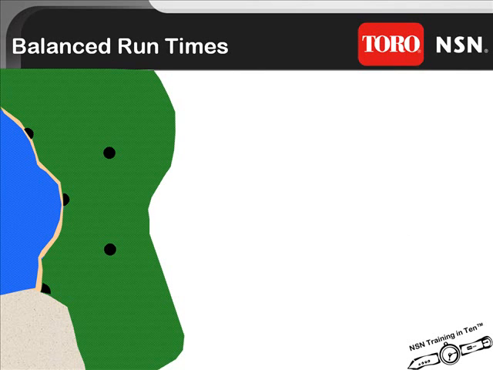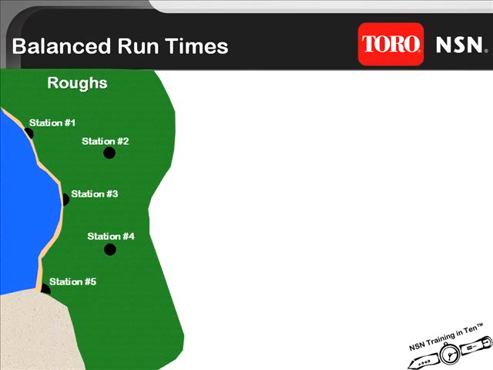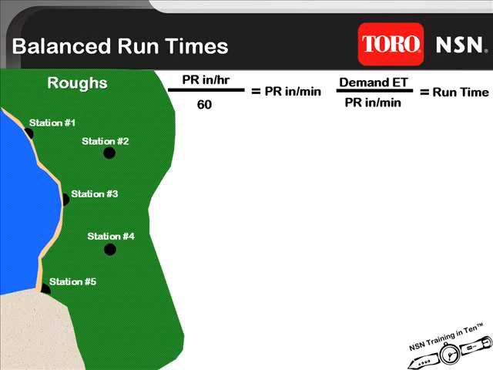In this example here, we have 5 different heads, all on the same rough program, with some of these heads having different application rates due to their differing arc settings. If we were to use a default runtime on this program, we would then have to go back and manually adjust the runtimes on different stations so that the different arcs were addressed and water could be applied evenly. However, if we use evapotranspiration to create a runtime for this program, the application or precipitation rate for each station is used to calculate the runtime, eliminating the need to go back and adjust each station manually.